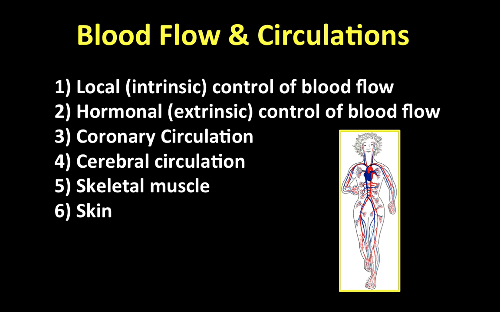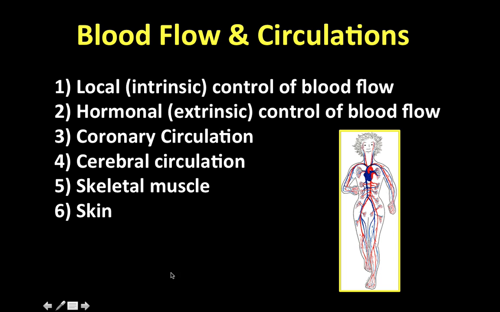Before we jump into the first topic of this video, which is local intrinsic control of blood flow, we need to understand that blood flow varies from one organ to another. Okay? Blood flow to an organ is regulated by altering the arterial resistance, and it also can be varied depending on the organ's metabolic demands, and we will see this theme over and over in this video. So let's go ahead and start with local intrinsic control of blood flow.